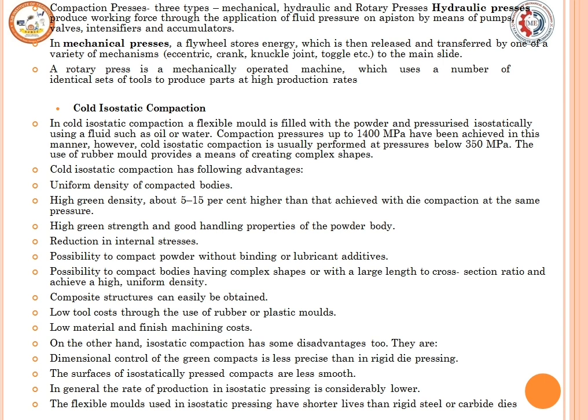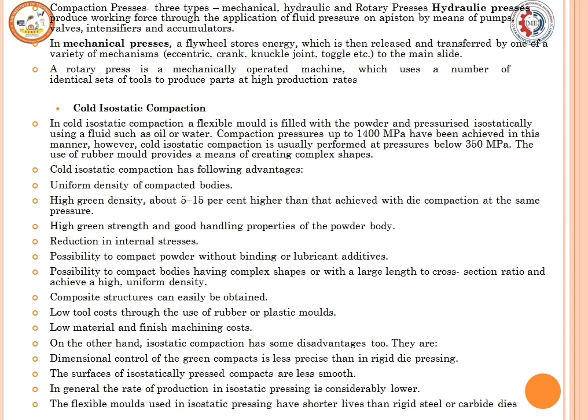If it is cold isostatic compaction, the advantages are uniform density of compacted bodies 5 to 15% higher than that achieved with die compaction, high green strength and good handling properties, reduction of internal stresses, compacting powder without binding or lubricant additives, and the possibility to compact bodies having complex shape or a large length to cross-section ratio and achieve uniform density. Composite structures can be easily obtained, with low tool cost, low material and finish machining cost.